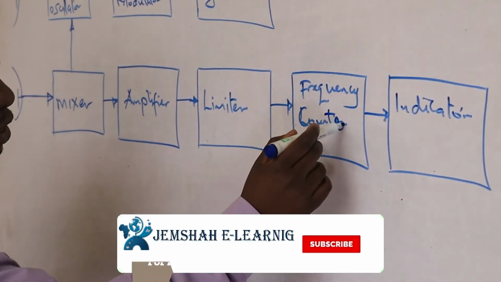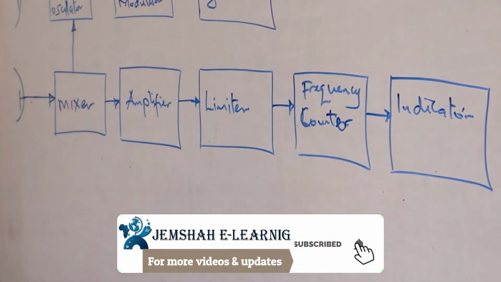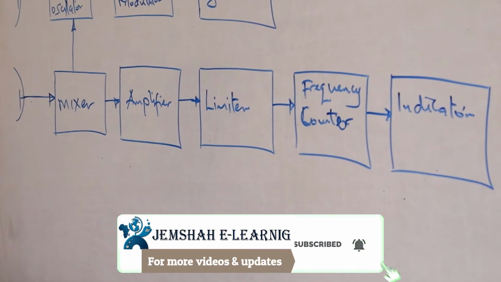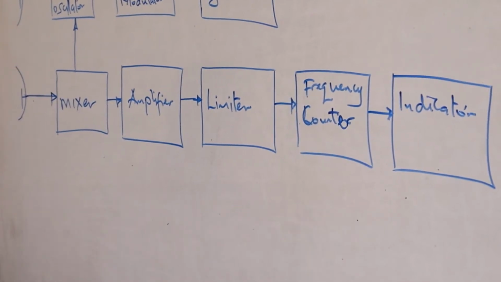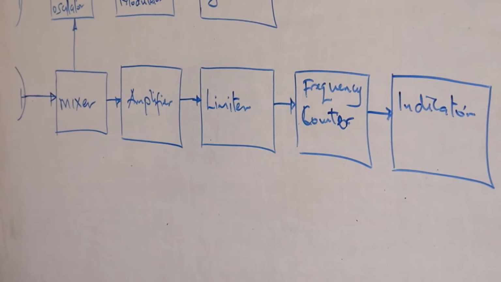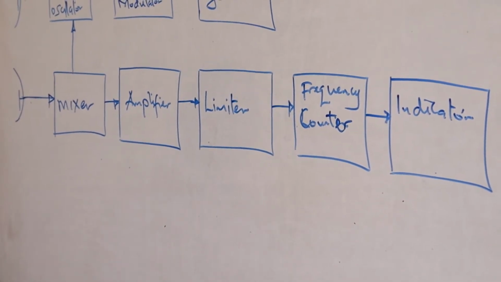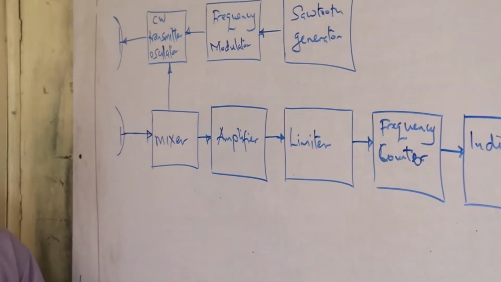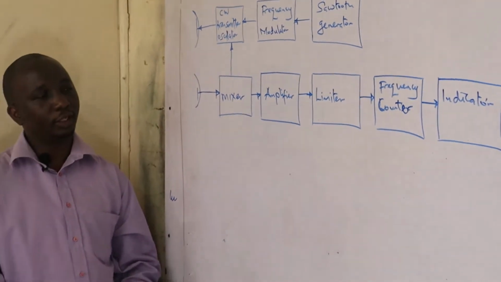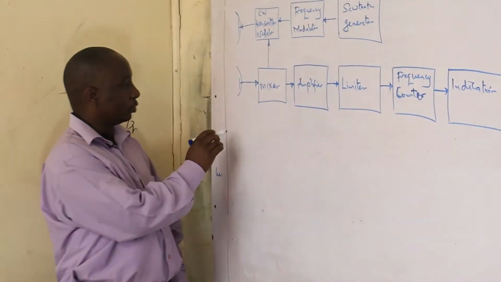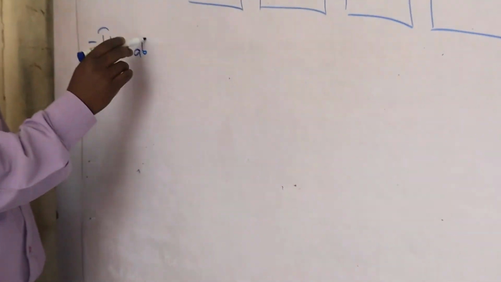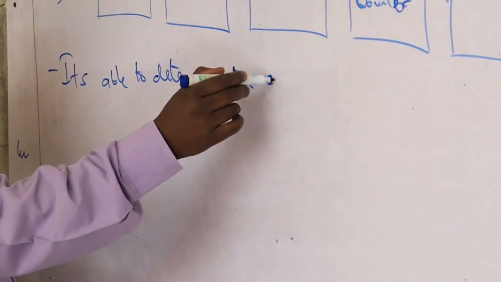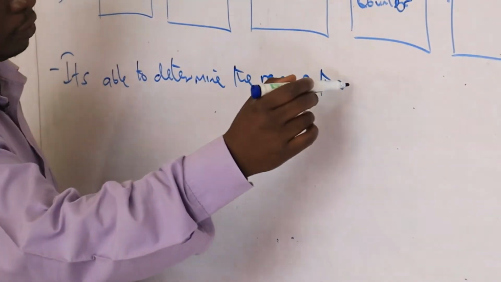And the frequency counter will help us determine the range in terms of the time, in terms of frequency, so that we're able to use that to determine the time taken for the signal to travel, to get the range of the object. The indicator basically shows us where the object is in terms of the actual figures in range. So it's able to determine the range of the target.